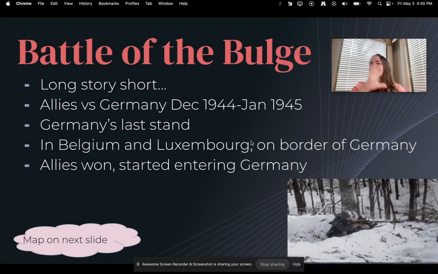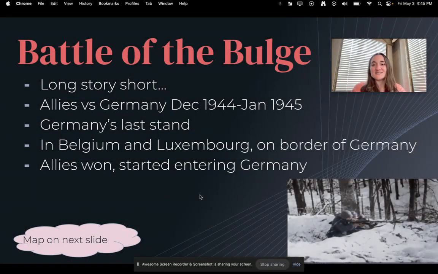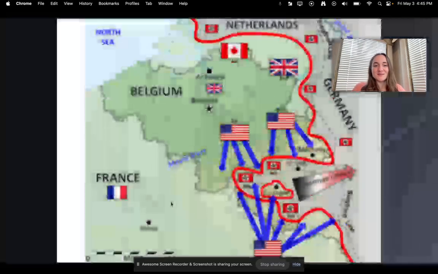Battle of the Bulge, we could spend all day talking about this. We're going to do a long story short. It was the Allies versus Germany from December 1944 to January of 1945. This was Germany's last stand because now the Allied forces are pushing into Germany. Germany needs to defend its territory or else it's going to fall. This battle happened in Belgium and Luxembourg, right on the border of Germany. I'll show you a map in just a second. The Allies would end up winning it, and they started to enter into Germany.